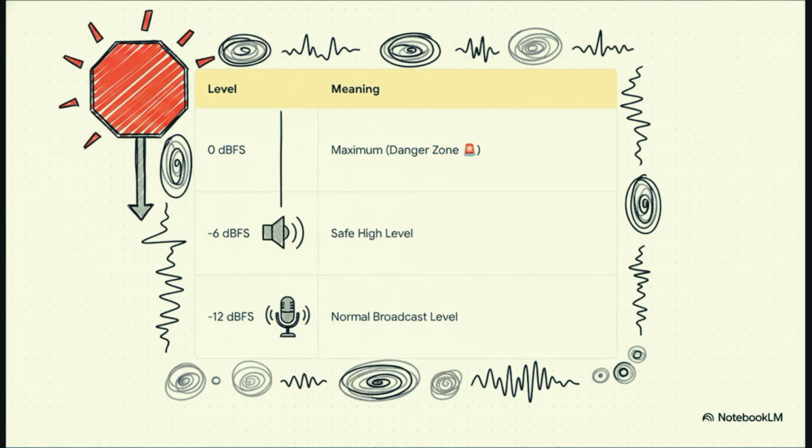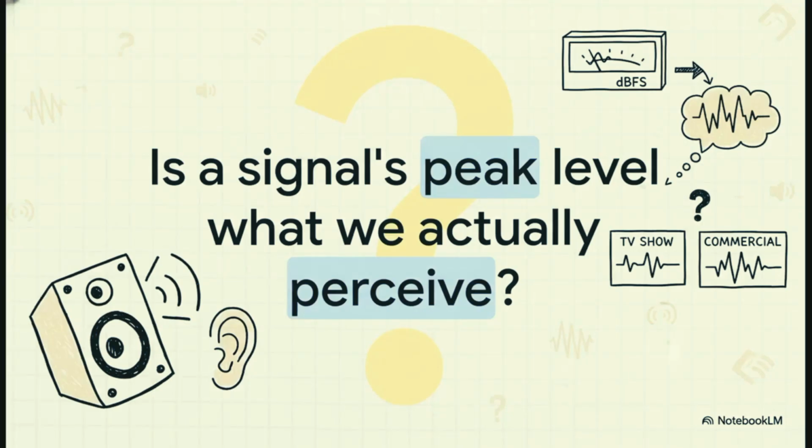So, a pretty standard level for a show might be around minus 12 dBFS, with the loudest parts maybe hitting minus 6, just to leave a safe amount of headroom before you hit that dangerous zero. And right here, this is the fatal flaw in the old system. You can have a TV show and a commercial that both have the exact same peak level. On the meter, they look identical. But does that mean they sound the same to our ears? We all know the answer to that, don't we? It's a huge, emphatic no.